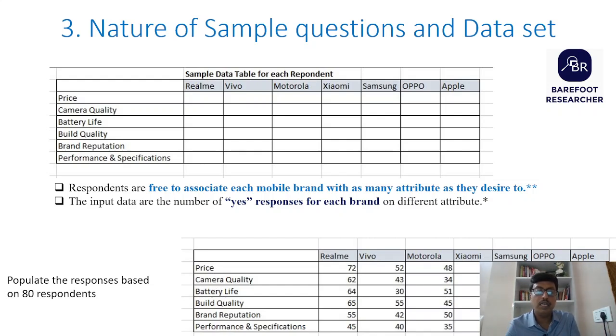If I read the table, the final table is basically aggregate data. If I consider price given a yes for Realme, there are 72 yeses. Price for Vivo has 52 yeses. This way it is numerical, a kind of frequency. Once I get the 80 responses, I collect them and generate an aggregate table. So your table will look like this after collecting responses from the 80 respondents.